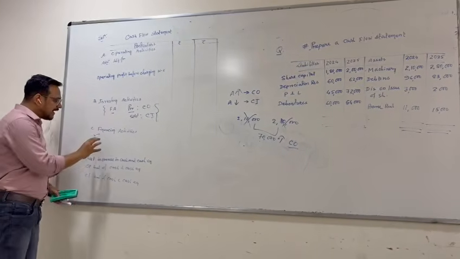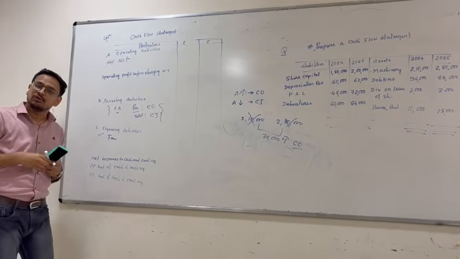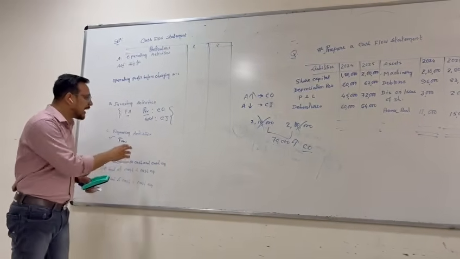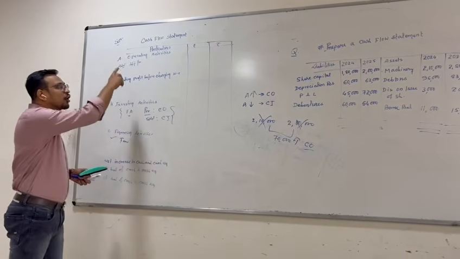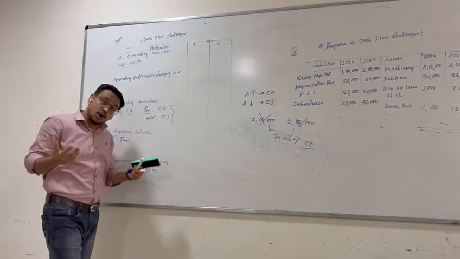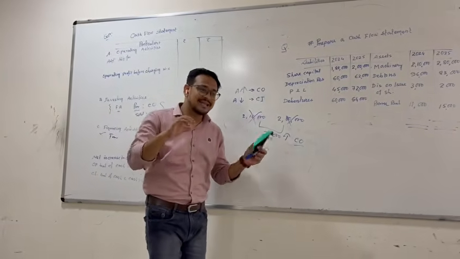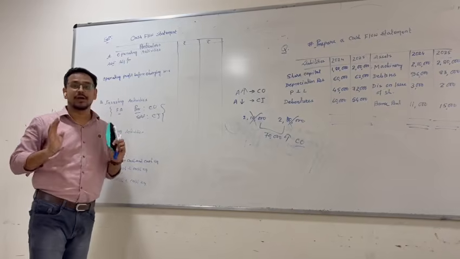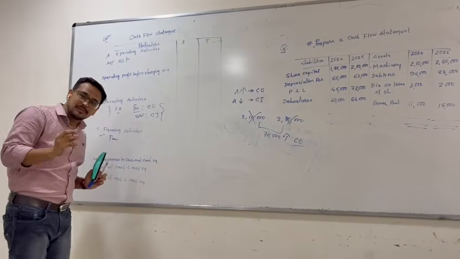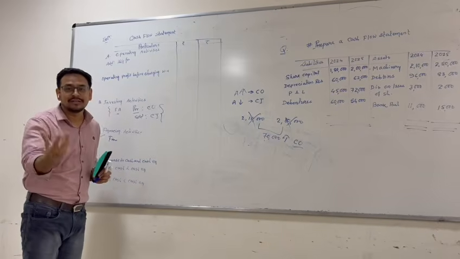So remember, financing means fund. You raise the fund because without fund, without finance, you cannot purchase assets. And without assets, you cannot operate your business. Operate means production, purchase, sales, paying salary, paying wages, all these things are included in the operation part. So to operate the business, you need assets, and you also need the finance.